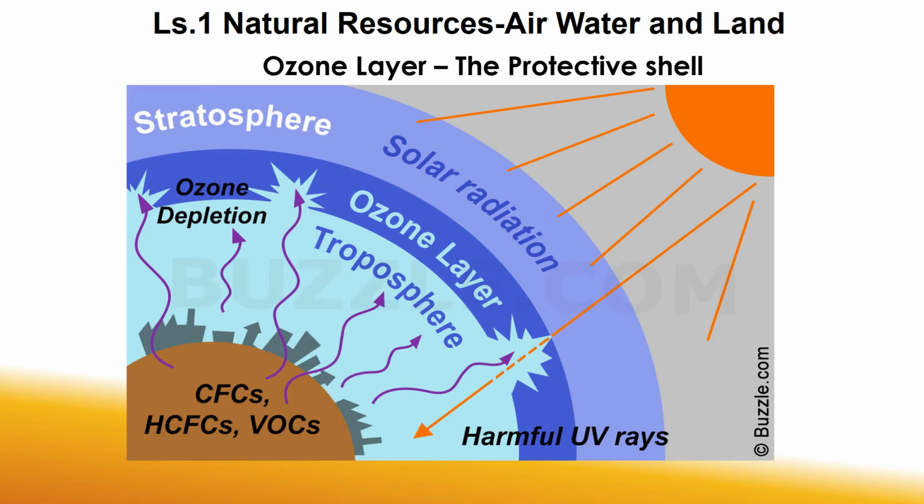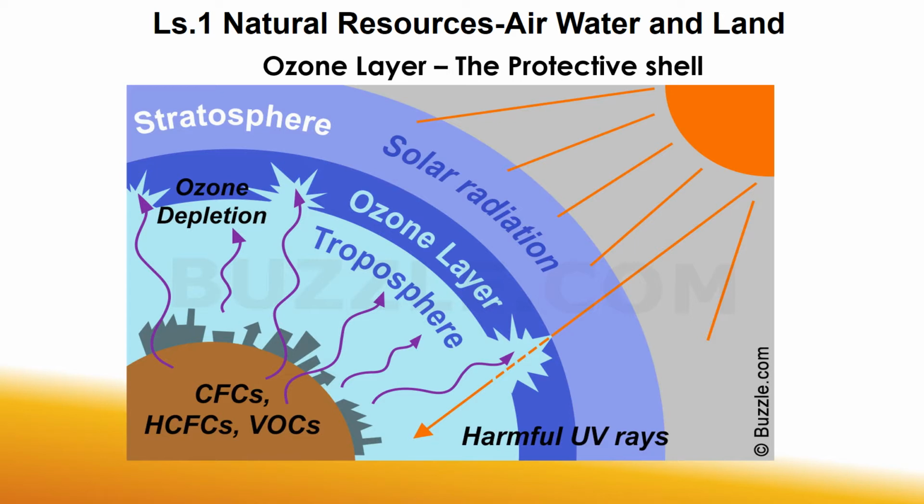Students, can you see the blue color layer there? Dark blue. Which is that layer? Yes, it is the ozone layer. Students, the ozone layer protects the earth from the harmful UV rays of the sun. Repeat after me. The ozone layer protects the earth from the harmful UV rays of the sun.